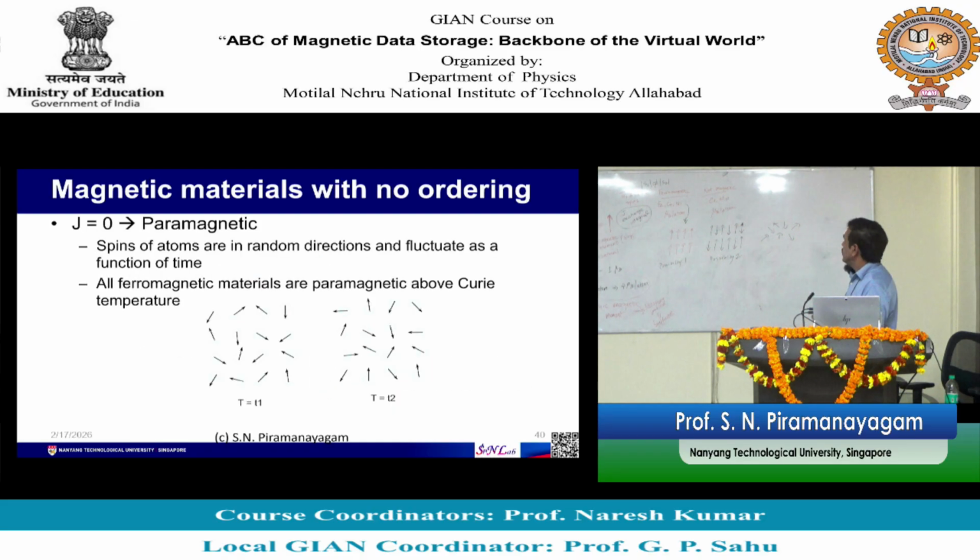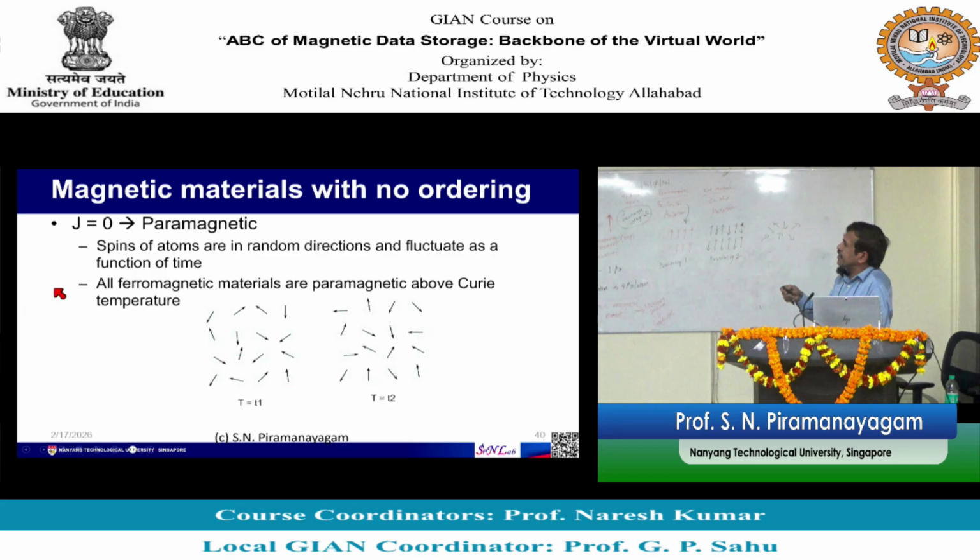In the case of paramagnetic materials, there is no energy to hold the spins next to each other. There is no exchange energy to keep them parallel, and because of the temperature the spins are in random directions and they also fluctuate as a function of time. If you look at the spins at time t1 they may be like this, at time t2 all the spins would have flipped to some other direction. Here again, because of the randomness, these materials have zero magnetization.